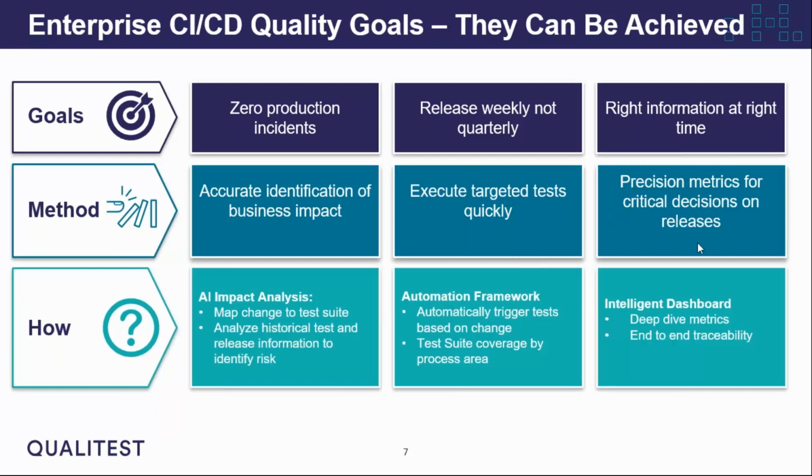The third goal that we want to focus on today, right information at the right time. We can do all of this impact analysis and automation, but we still need to make decisions on it. We need to make decisions on the release. So we need to understand what is the impact of this information we've got. We see a failure. What does that mean to us? This is where we need to look at having an intelligent dashboard with deep dive metrics, providing that end-to-end traceability, and crucially, that continuous learning. So we continue to understand the historical information, where the change is, and make the right decisions and feed up to leadership about those right decisions as well to justify them.